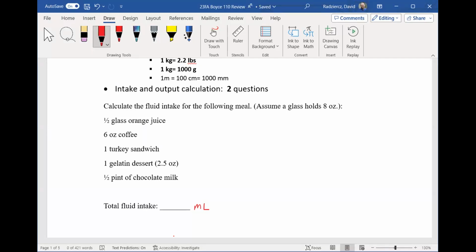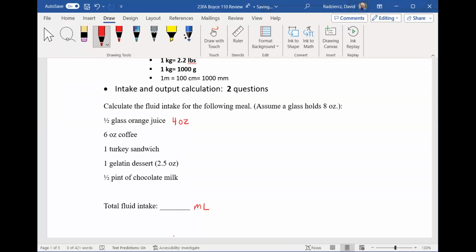So it's important to know that. All right. So let's do some calculations. I know that if you haven't been practicing, this isn't going to be something that's easy right off the bat for you. So that's why we're doing these things, just as additional practice. So let's look at each line. A half glass of orange juice is a liquid. A glass is 8 ounces, so a half glass would be 4 ounces. What I'm going to do then is convert that to milliliters.